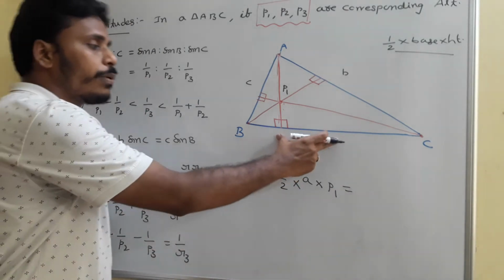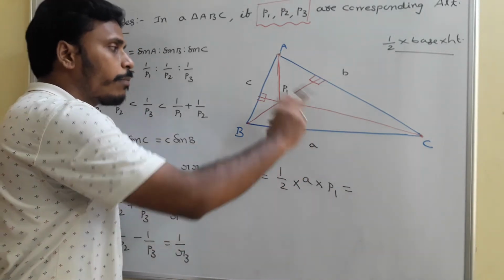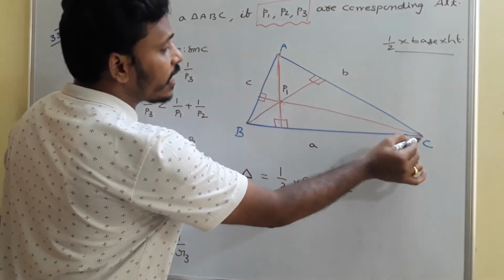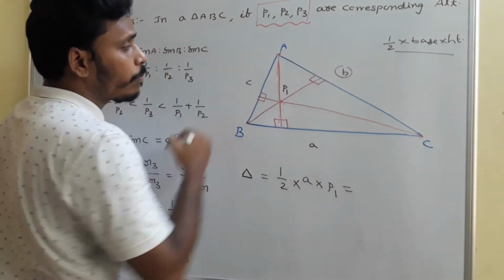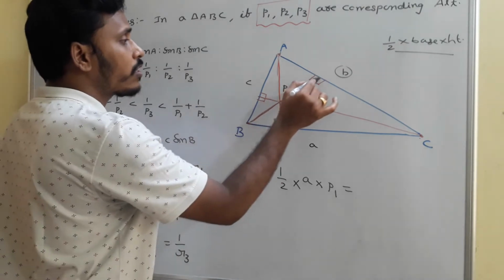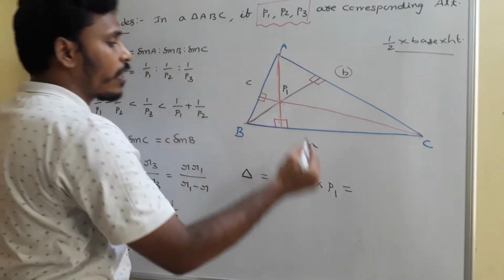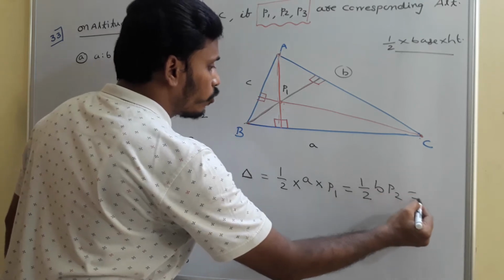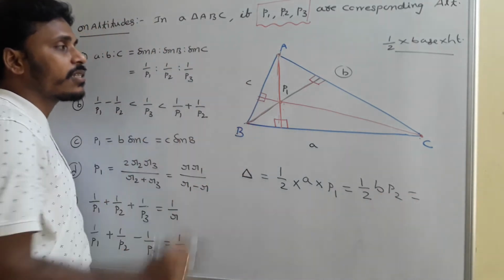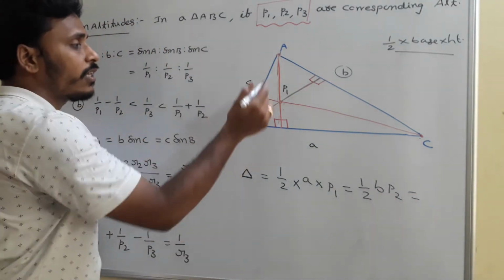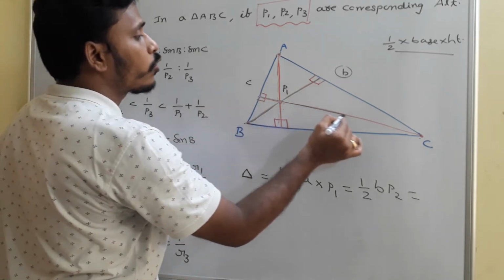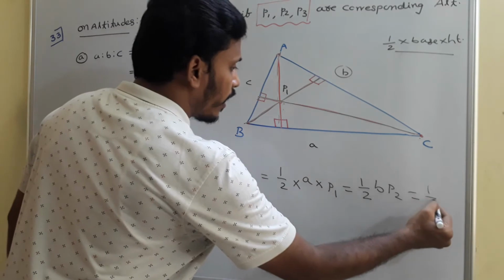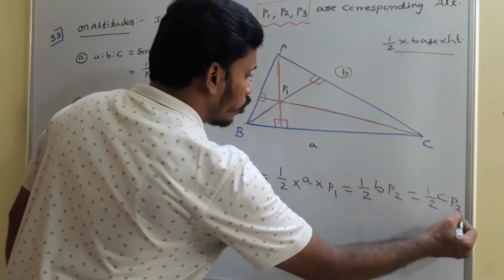If you treat BC as the base, then A is the base length and P1 is the height. Whereas if you treat AC as the base, with base length B, what do you say about the altitude length, which is the second one, P2? So the area is half B into P2. If you treat AB as the base and its length is C, and the corresponding altitude onto it is the third altitude whose length is P3, the area is half C into P3.